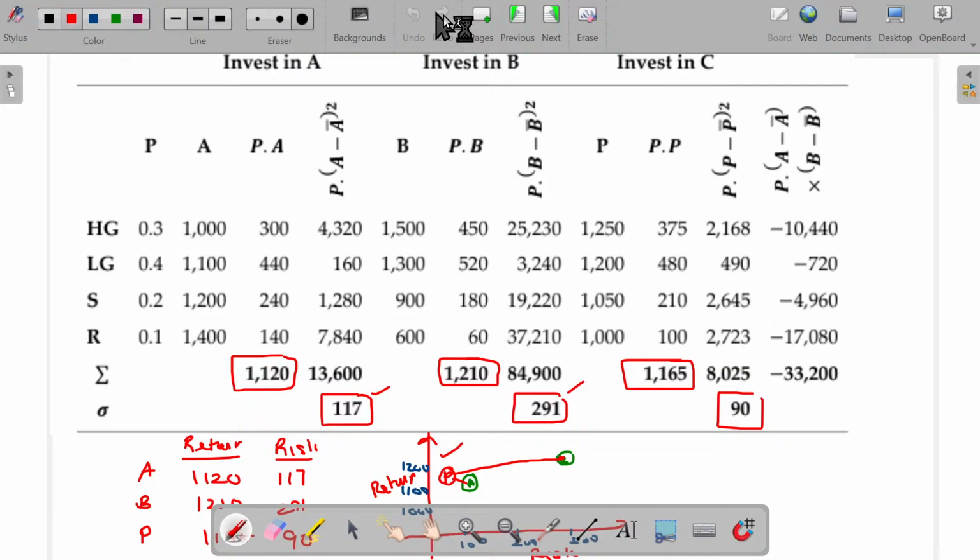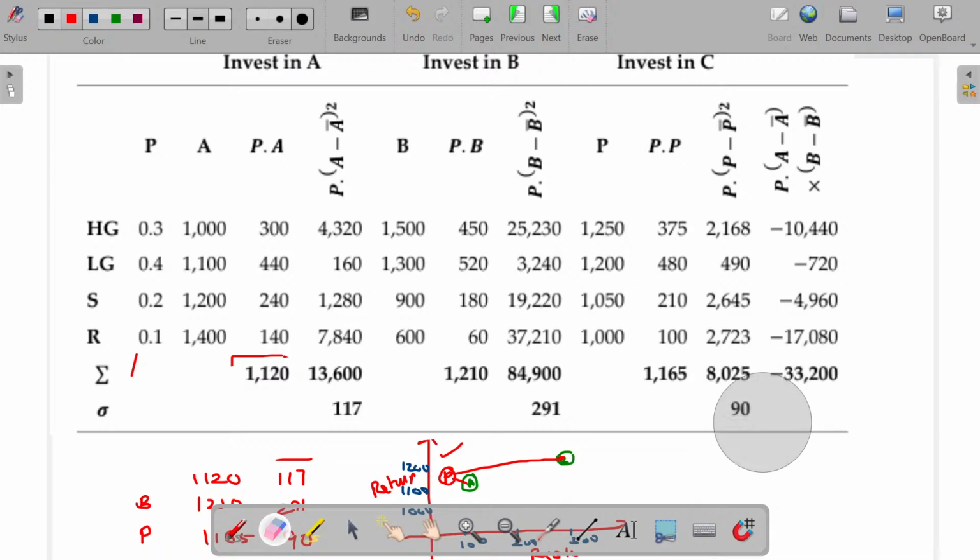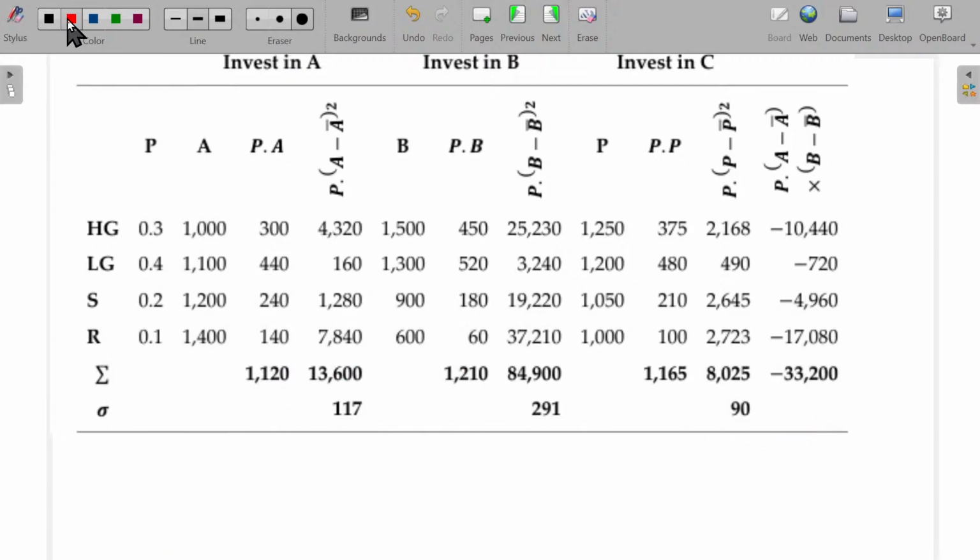In this case, let's see. How do you calculate the expected return for the portfolio? Expected return for the portfolio can be calculated this way. Expected return of the portfolio, or return of the portfolio in simple terms, is equal to weight of security A times return of security A plus weight of security B times return of security B. That's how you can get the answer.